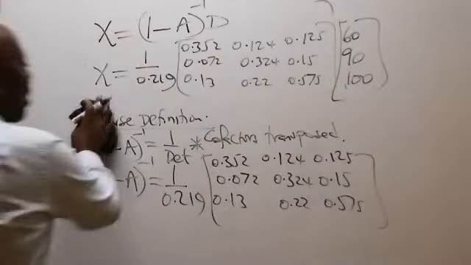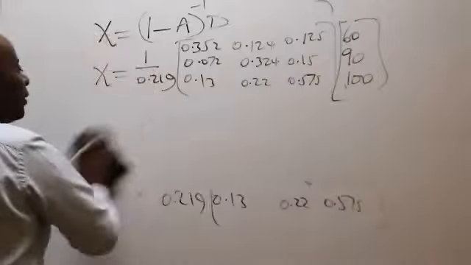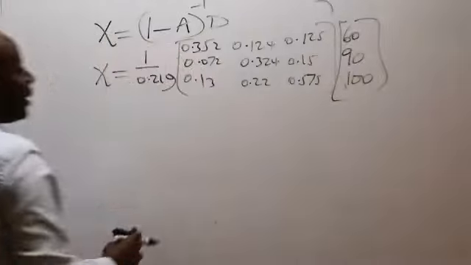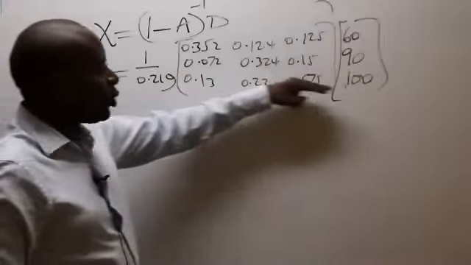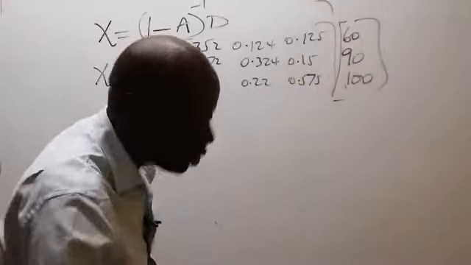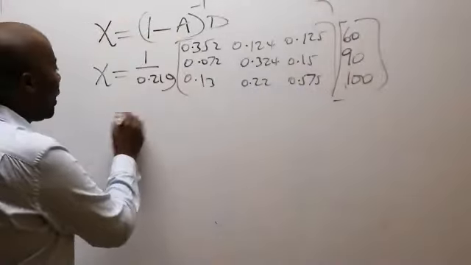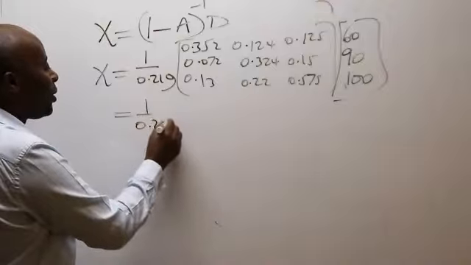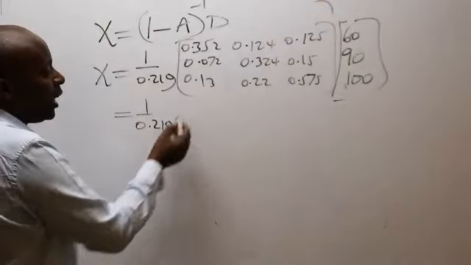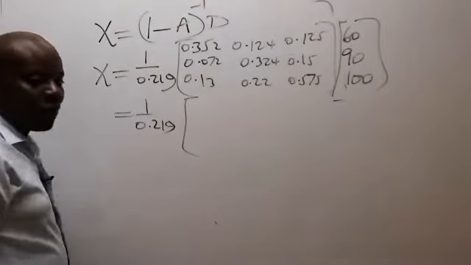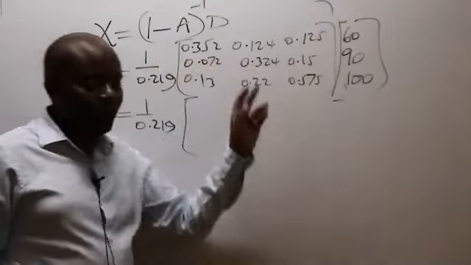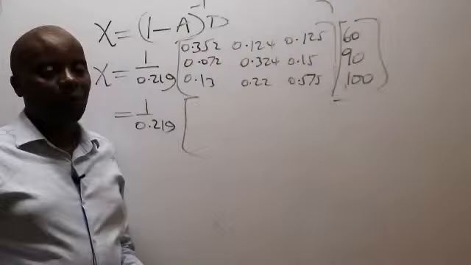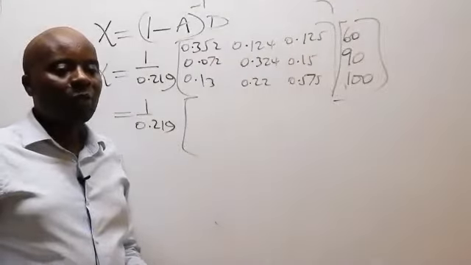So ladies and gentlemen, what I'm going to do is quite a simple thing. I can see I've got a scalar and then two matrices being multiplied. So I'm going to leave the scalar, 0.219, outside. And then, of course, I multiply the matrices themselves first.